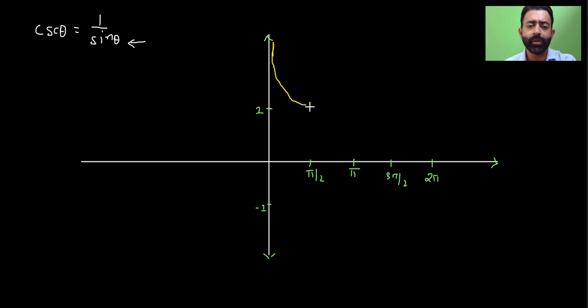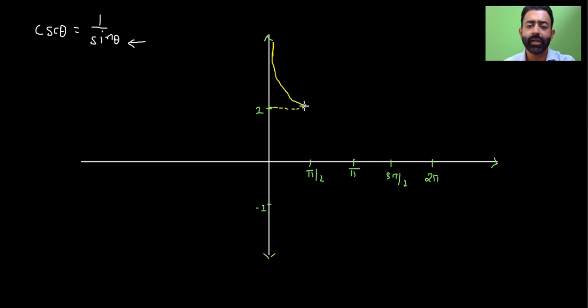At theta equal to pi by 2, it will achieve a value of plus 1, and after pi by 2, since the angle is again going to increase, sin theta is again going to decrease, so cosec theta is again going to increase. At theta equal to pi, sin theta will again be 0, plus 0 you can say, so cosec theta will approach plus infinity again.